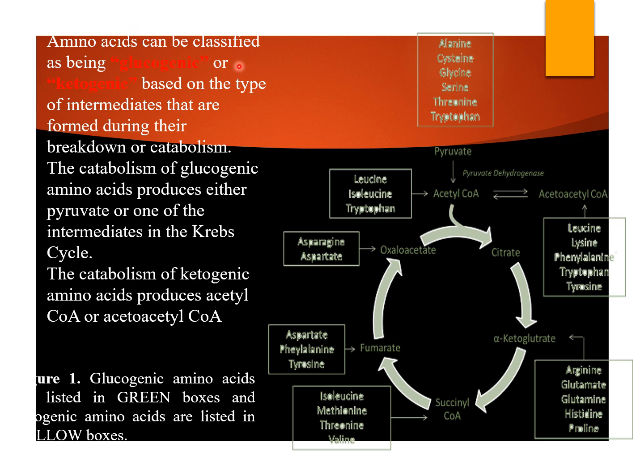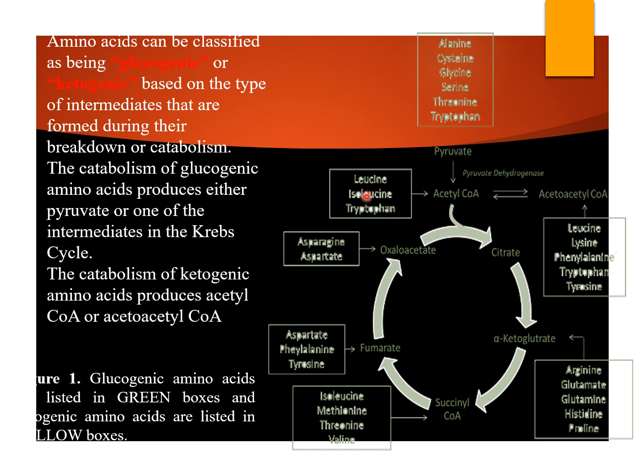The amino acids are glucogenic or ketogenic based on the type of intermediate that is formed during breakdown or catabolism. Catabolism of glucogenic amino acids produces either pyruvate or one of the intermediates of the Krebs cycle. Catabolism of ketogenic amino acids produces acetyl coenzyme A or acetoacetyl coenzyme A. All these are precursors for the synthesis of fats or ketone bodies.